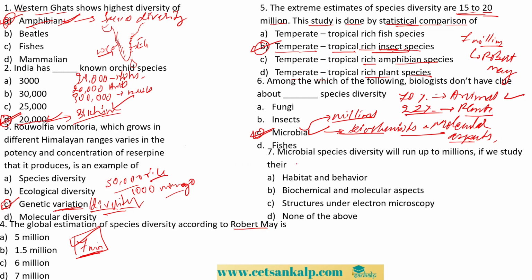Now, the next question. Microbial species diversity will run up to millions if we study their habitat and behavior, biochemical and molecular aspects, structure under electron microscopy, or none of the above. So we have discussed this, right? It is mainly the B answer. If we study the biochemistry and the molecular aspects of these microbes, then the diversity will run up to millions of them. So this we have discussed earlier in the question.